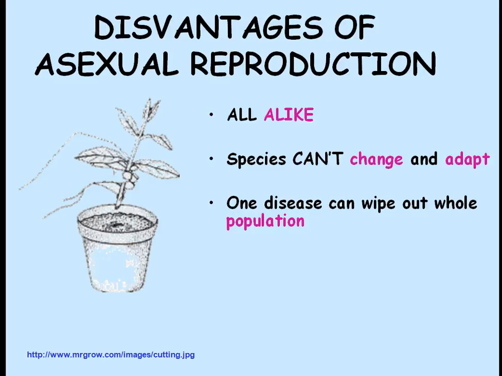Now, there are also some disadvantages of asexual reproduction. Since the genetic code is coming from one parent, all offspring will be the exact same. This makes it so that the species will not be able to change or adapt to the environment, which is always changing, right? So if a disease starts to spread, all the organisms are the same, therefore no one is immune and they all will die out. So it can wipe out one whole population.